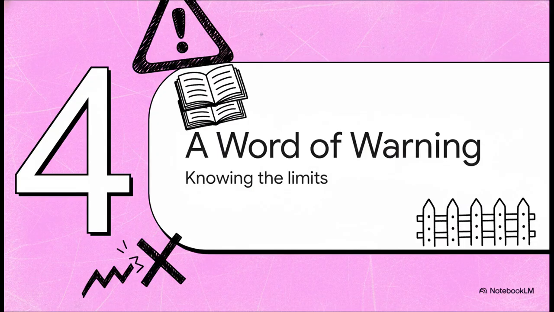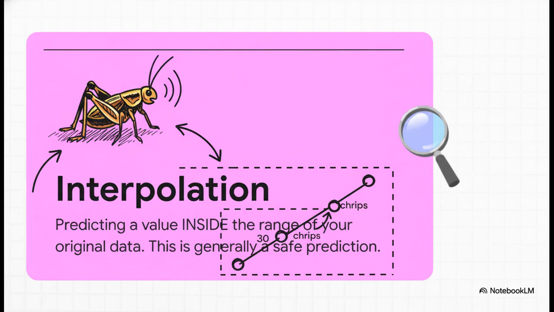Now, this feels like a superpower, but it comes with a really, really big warning label. Just because you have a model, it doesn't mean you can use it to predict absolutely everything. You've got to know the rules. First, there's what we call interpolation. This is when you're predicting something that falls inside the range of the data you started with. For our crickets, we measured chirps between 18 and 44 times a minute, so predicting for 30 chirps, that's interpolation. It's safe, it's reliable, you're on solid ground.